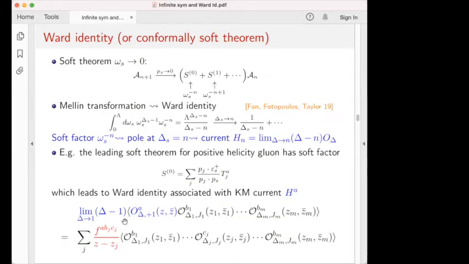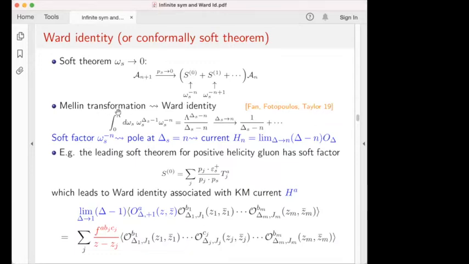So previously I talked about soft theorems and Ward identity. Now I can give you more details. In the soft limit, one of the particles has vanishing energy, so this PS goes to 0. Then this n plus 1 point amplitude will become n point amplitude just by some factor called soft factors. It has Laurent expansion, so we have this leading soft factor, sub-leading soft factor, and so on. And this leading soft factor is proportional to omega to the minus n with specific n.